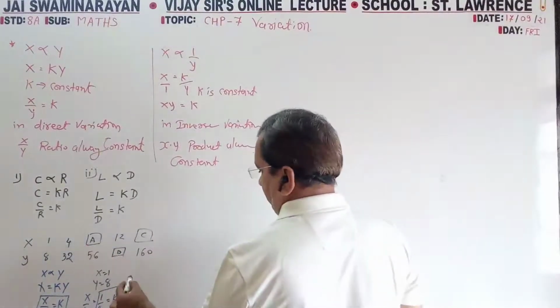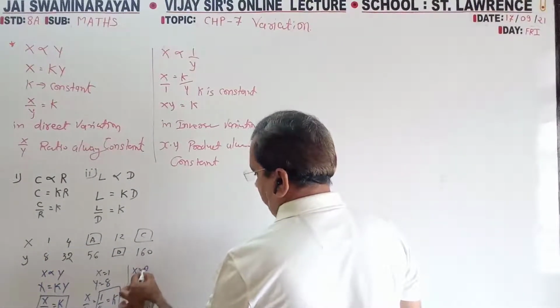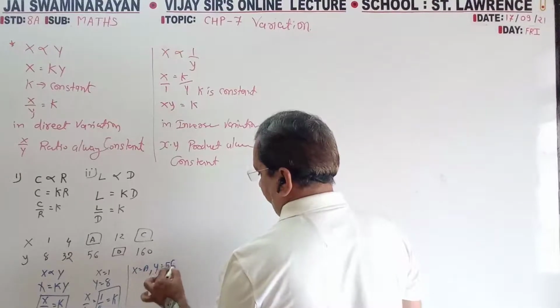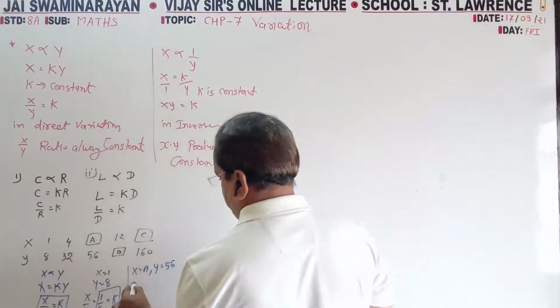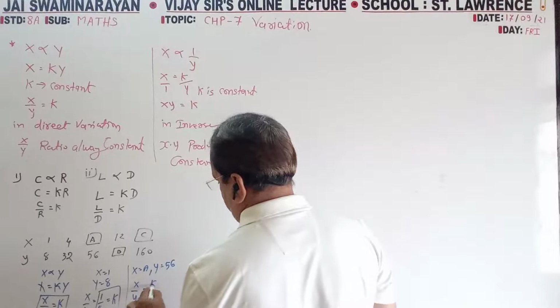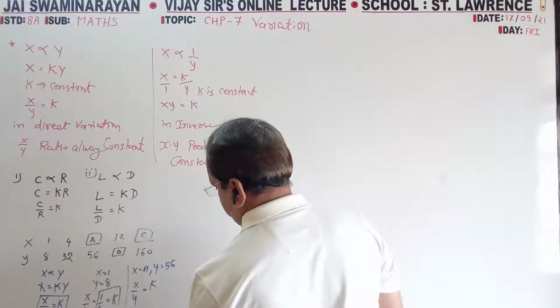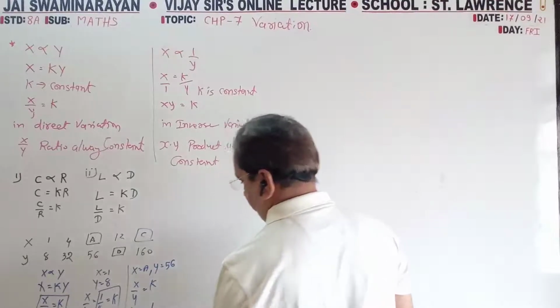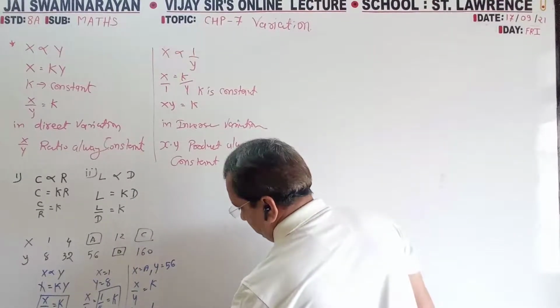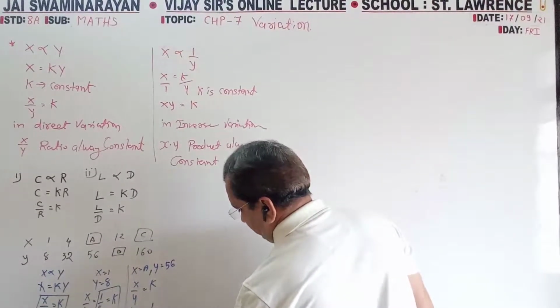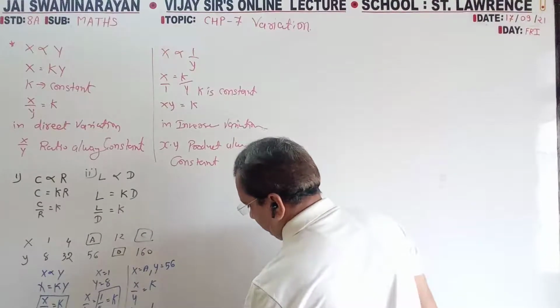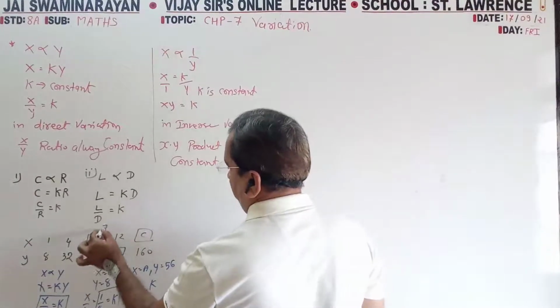Now here X is equal to A, Y is equal to 56 and X by Y is equal to K. So X is A, Y is 56, K is 1 by 8. So A, it is 56 by 8. So 7. So this answer will be 7.